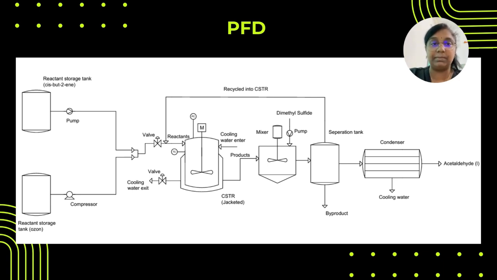The purified product passes through a condenser where cooling water helps condense acetaldehyde into its liquid form. The final product, acetaldehyde, is collected for use in various industrial applications.